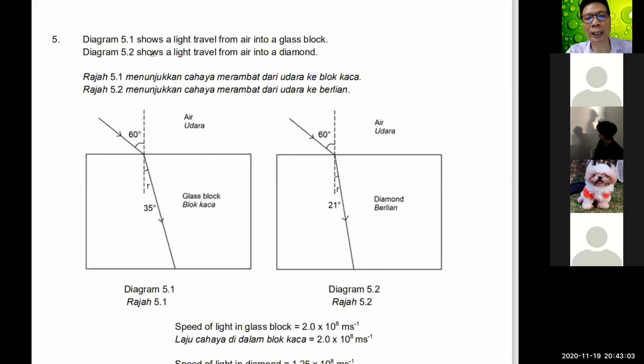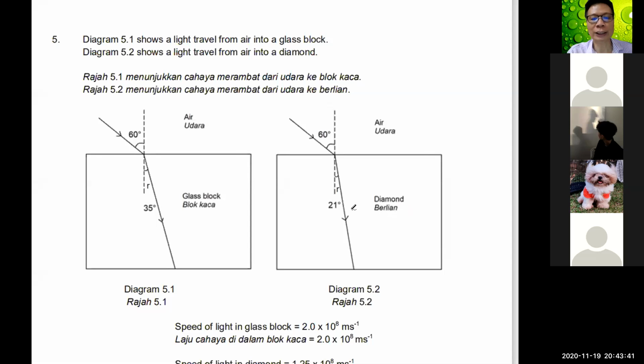Diagram 5.2 shows the light travelling from A into a diamond. Diamond is different, the density is much higher. So when diamond has higher density, the light will bend more. You see, this angle becomes very small because it bends a lot already, 21. This angle is big. So this one bends a little bit, this one bends so much. So the higher the density, the refraction becomes stronger, refracted more.